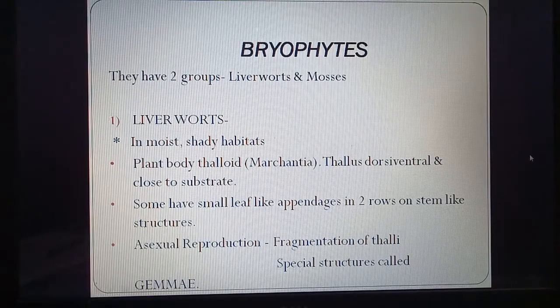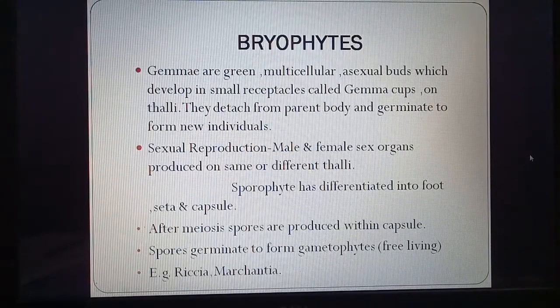Asexual reproduction is by fragmentation or breaking of thallus. Special structures called gemmae also help. Now gemmae are green, multicellular, asexual bud-like structures which develop in small receptacles called gemma cups. So gemmae are formed inside cup-like structures on thalli. They detach or separate from the parent body and germinate to form new individuals.